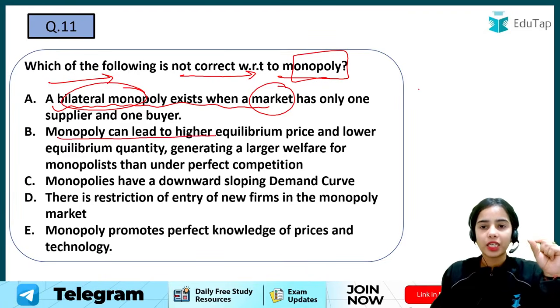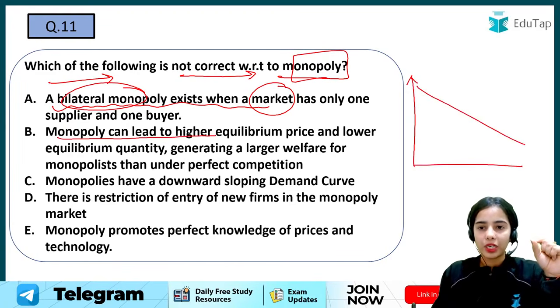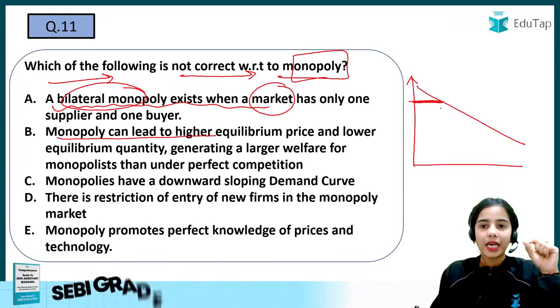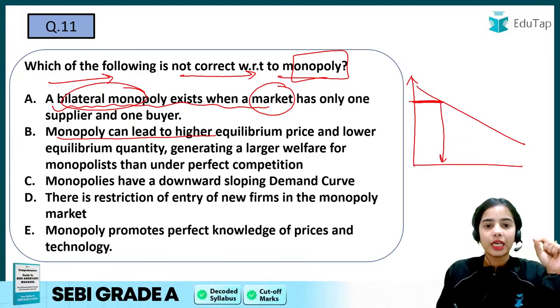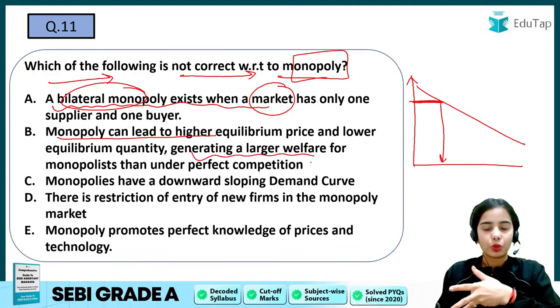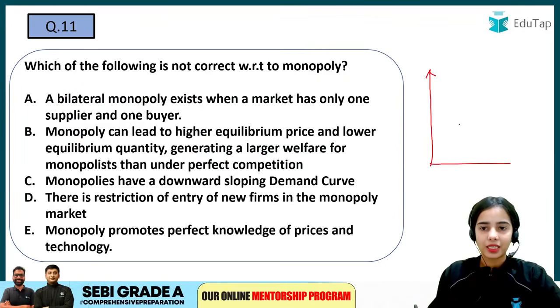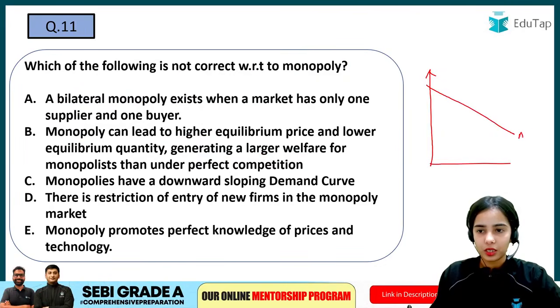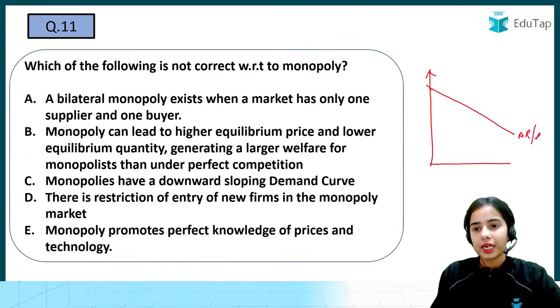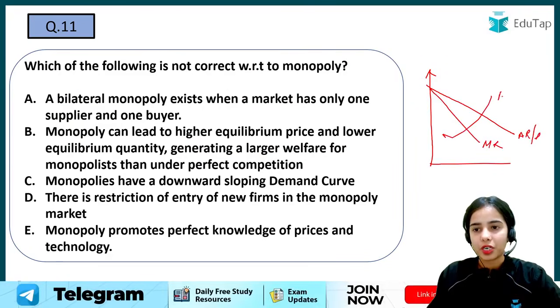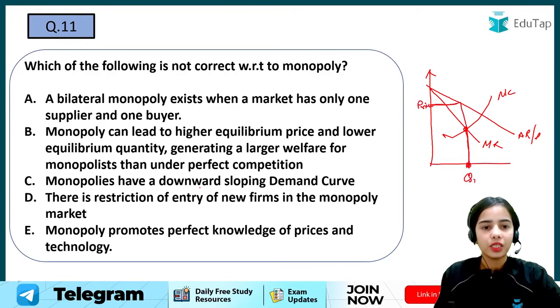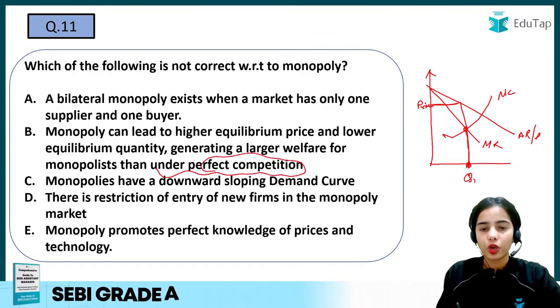Monopoly can lead to a higher equilibrium price. In the monopoly, there can be a higher price and lower quantity, generating a larger welfare for the monopolist. So the monopoly can be at the equilibrium. This is the average revenue or the demand, this is the marginal revenue, and this is the marginal cost. So the monopoly can be at the equilibrium point where it is charging a higher price and selling less quantity in comparison to perfect competition.